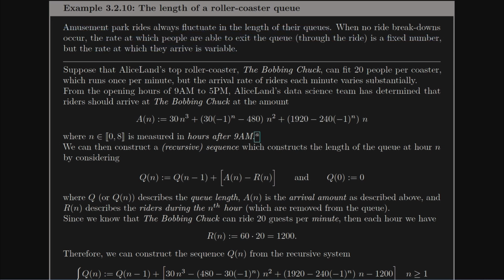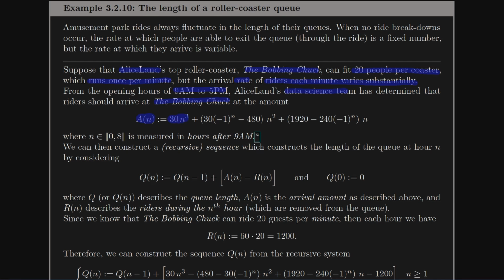So we've got Alice Land over here. Alice Land has a top roller coaster known as the Bobbing Chuck, and it can fit 20 people per coaster. Those coasters run once per minute, so you're getting 20 people through per minute. The arrival rate of riders each minute is going to vary substantially. From the opening hours of 9 a.m. to 5 p.m., the data science team has determined that the riders should be arriving at the Bobbing Chuck at the amount given here, a sub n meaning arrival rate.